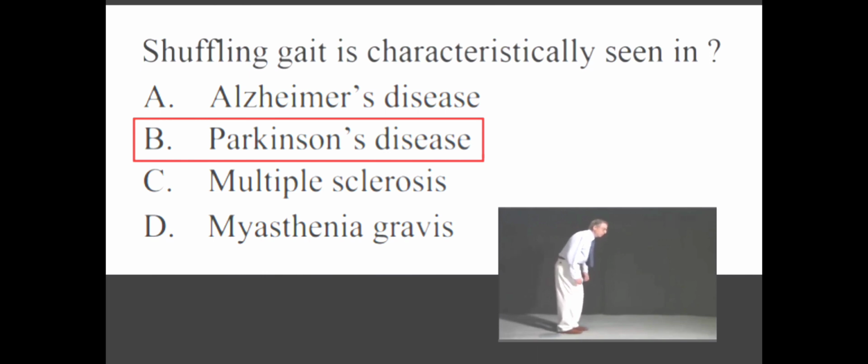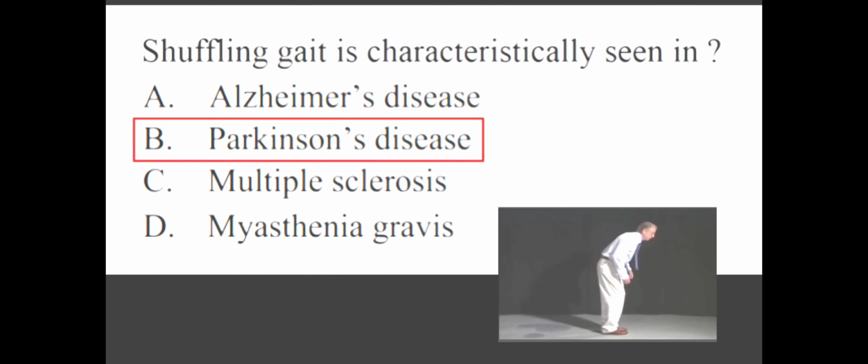Shuffling gait is a type of walking characterized by dragging one's feet along or without lifting the feet fully from the ground. The most common cause of shuffling gait is Parkinson's disease.